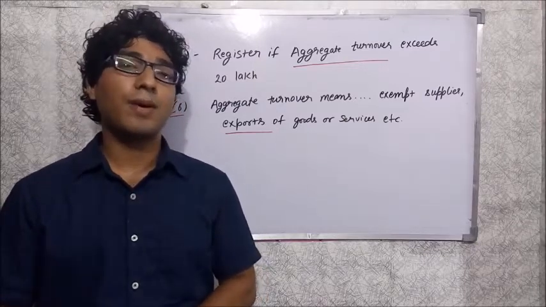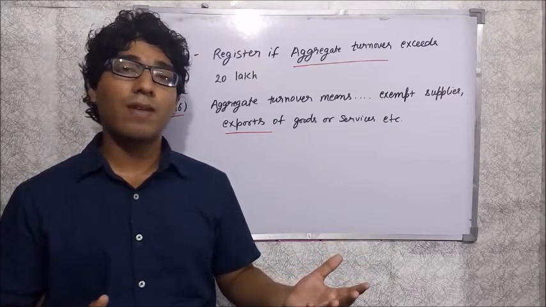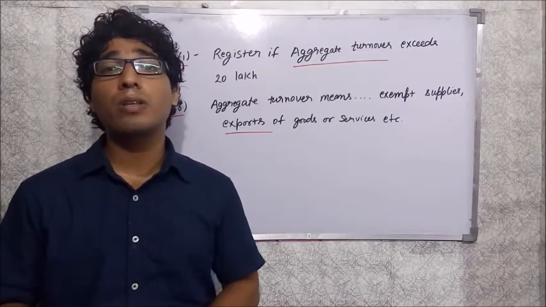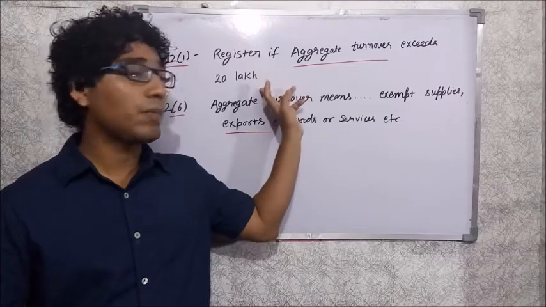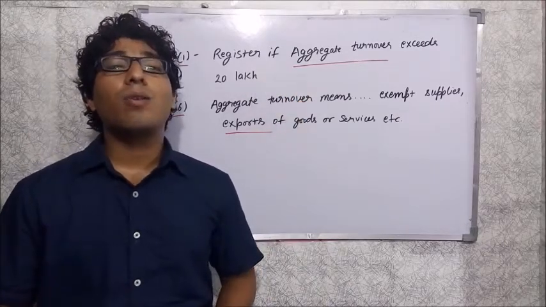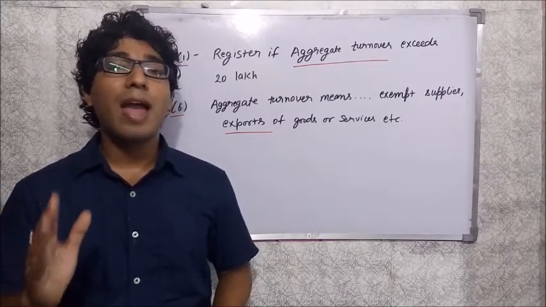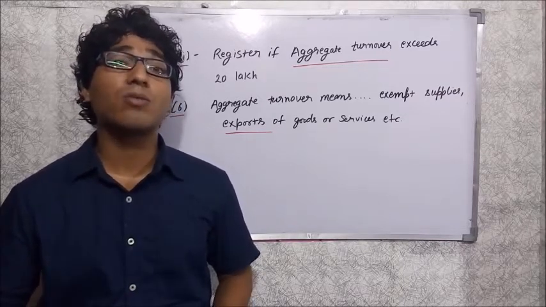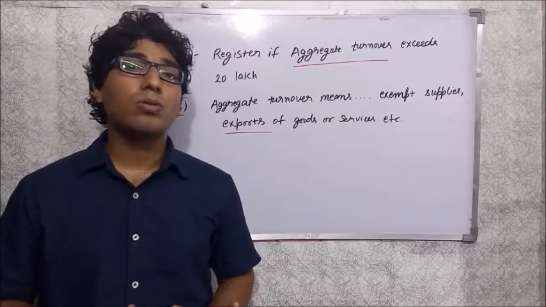So in our example, the export of goods or services was 19.5 lakh and the domestic sales was 1 lakh. So the aggregate of both is 20.5 lakh, which exceeds the threshold limit prescribed under section 22 subsection 1. Therefore, because aggregate turnover includes the export as well as exempted supply, we have to add both, export as well as domestic sale, for checking the threshold limit of 20 lakh rupees in section 22 subsection 1.